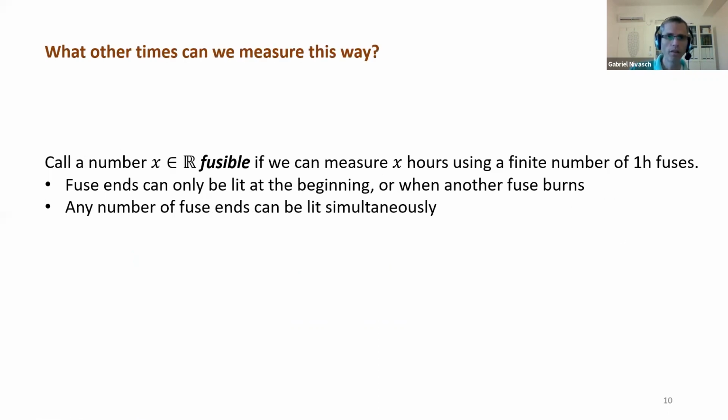Based on that, we can ask what other times we can measure this way. We call a real number x fusible if you can measure x hours using a finite number of 1-hour fuses. The rules of the game are that you can light the fuse ends either at the beginning or at an instant in which another fuse completely burns. And you can light many fuses simultaneously, that's okay.